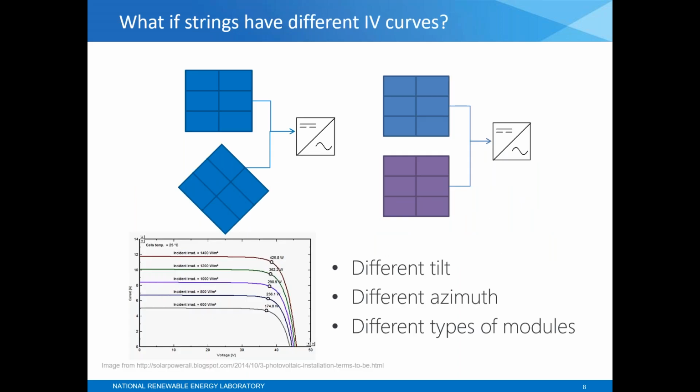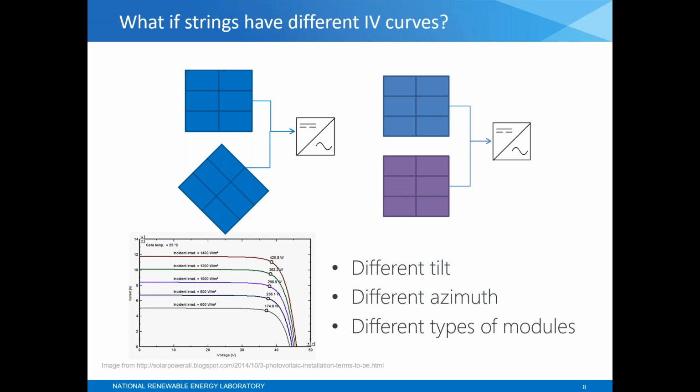But what if the strings have different IV curves? There are a couple of different reasons that you might, in a system, have strings with different IV curves. One, shown in the diagram on the upper left here, is if different strings have different orientations. So that could be either a different tilt or a different azimuth. This might be more common in smaller residential rooftop systems where perhaps part of your roof is facing east and part of your roof is facing west or something like that.